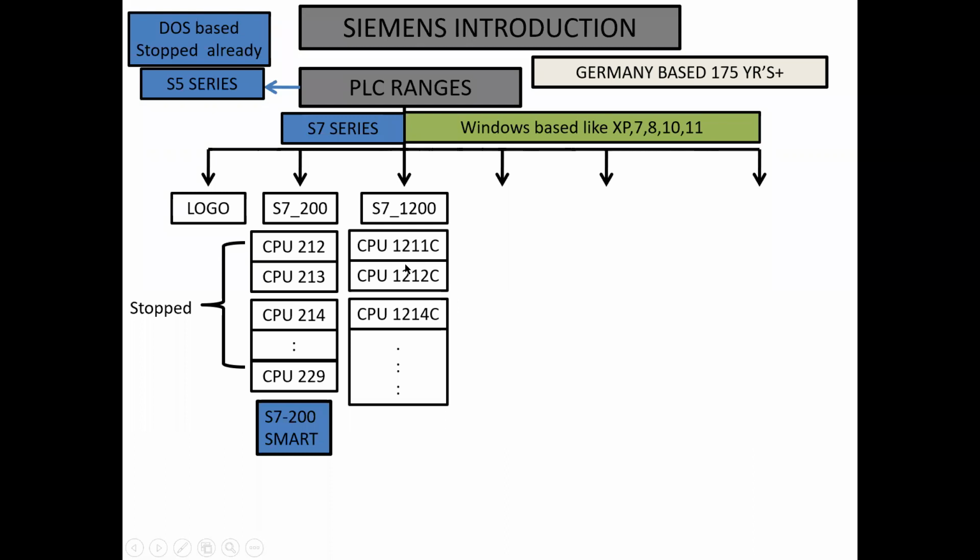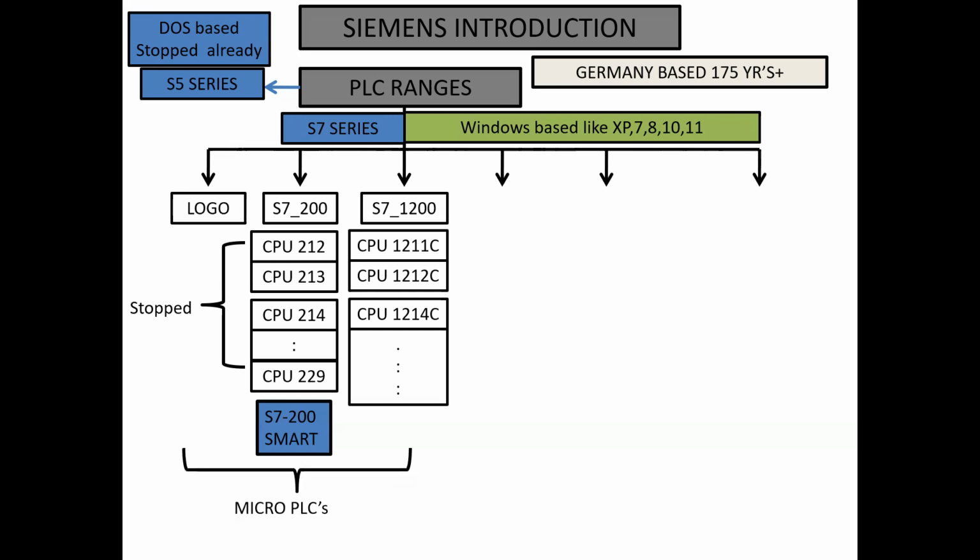In this again we have different CPUs: 1211C, 1212C, 1214C like this. More CPUs are coming up with different features. Here C stands for compact. Compact means it has integrated inputs and outputs, meaning with the CPU module itself we have some number of inputs and outputs, like 8 inputs, 8 outputs, or 16 inputs, 16 outputs. In such combinations we have the CPUs.